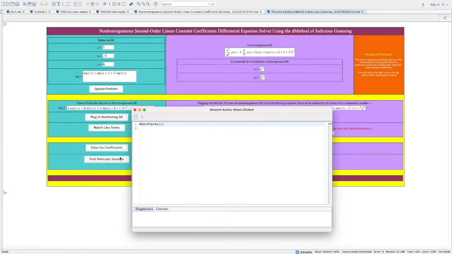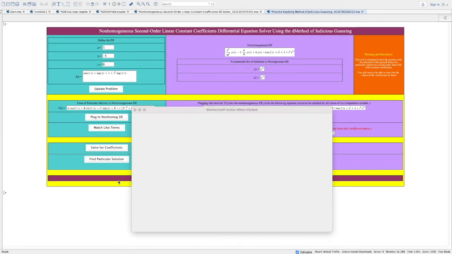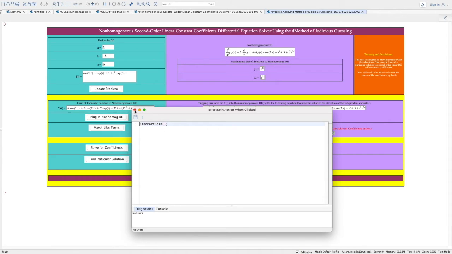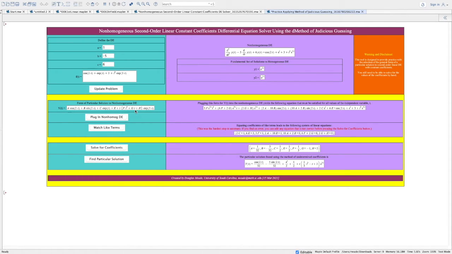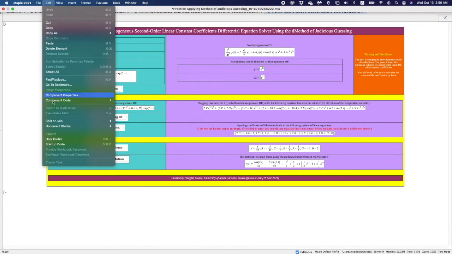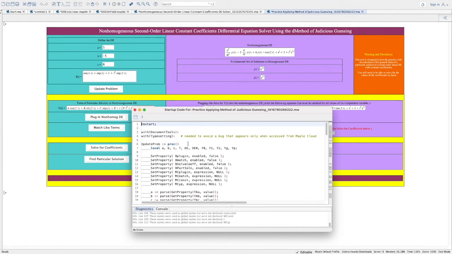match terms, solve coefficient, and find particular solution. And instead of putting all the details of those codes in each one of those boxes, I prefer to put all that in the startup code region. Okay, and now we can see that.